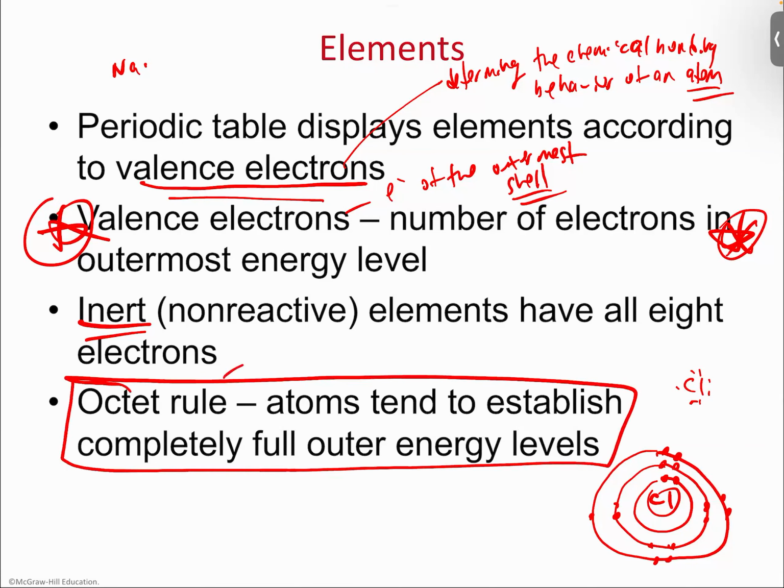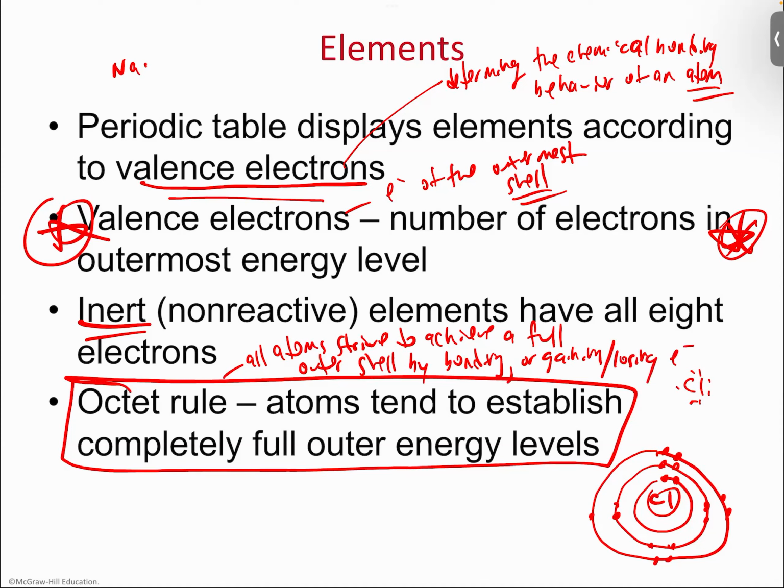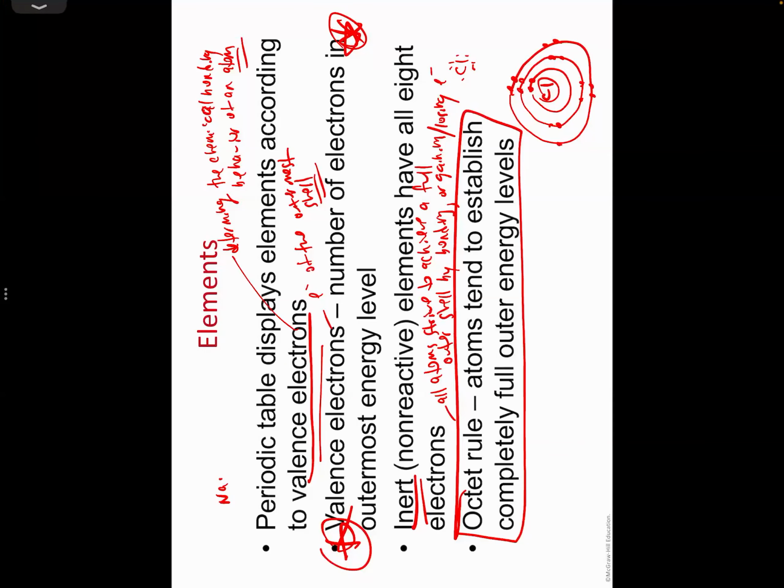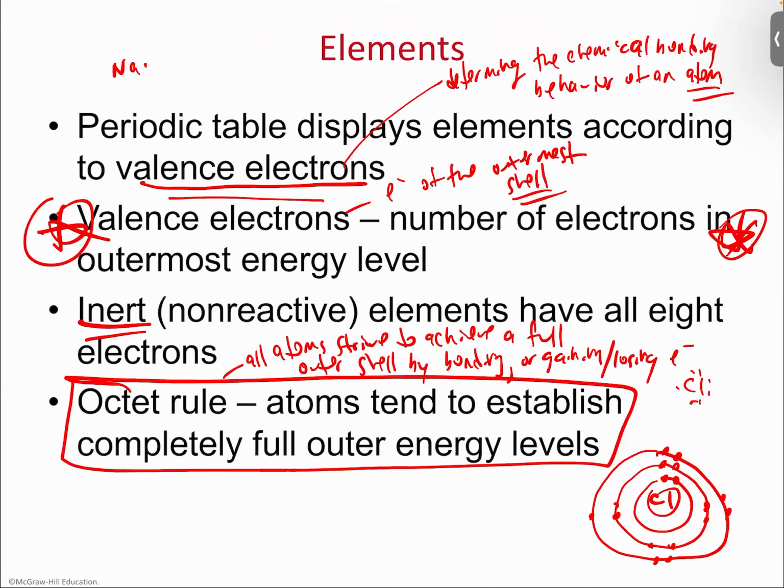What the octet rule basically states is that all atoms strive to achieve a full outer shell by bonding with other atoms, or gaining and losing electrons. So for an atom, this is like atomic nirvana. This is like your state of perfection.